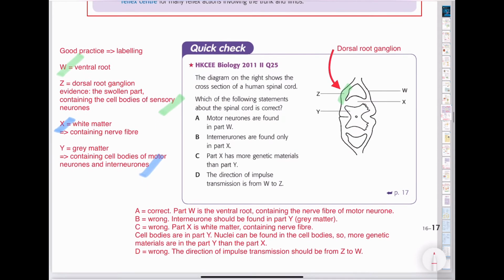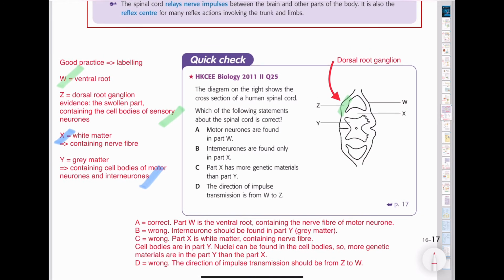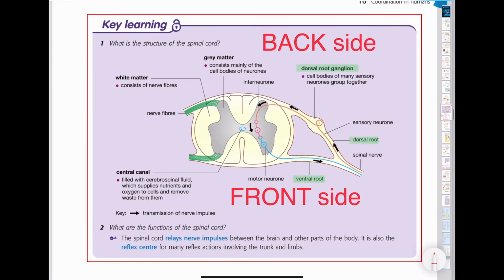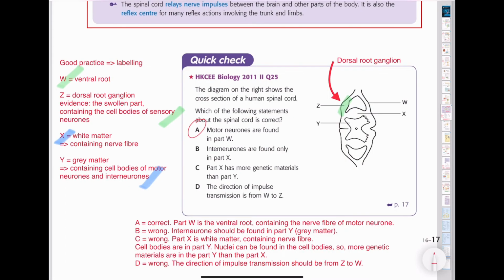So for answer A, motor neurons are found in part W, and it is the correct answer because part W, which is the ventral root, really contains the nerve fiber of our motor neuron. So that's why answer A is correct. And then answer B is wrong. Why? Interneurons are found only in part X, but as we know, part X is a white matter. Actually, it should contain the nerve fiber rather than the interneurons. So the interneurons should be found in part Y. It should be in the gray matter.